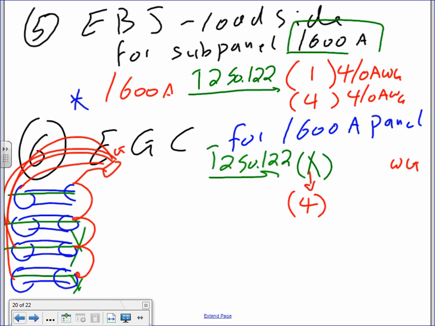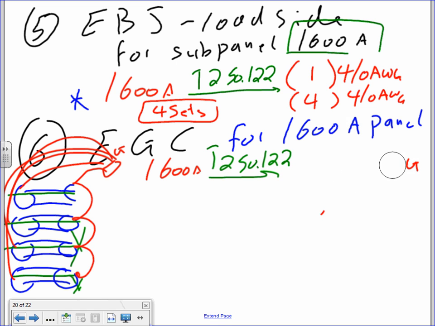4-ohm AWG. Why four? Because I want to parallel for this panel to size it four sets. I want to pick four sets. I decided to pick four sets. Okay? Four sets. The same thing right underneath it, guys. Equipment ground conductor, Adam, for the 1600 amp panel, same thing. You take the 1600 amp, take it to table 250.122. It will give you exactly the same answer, by the way.